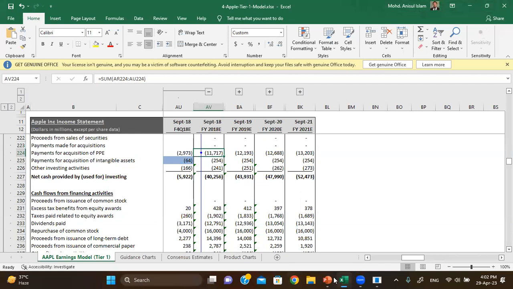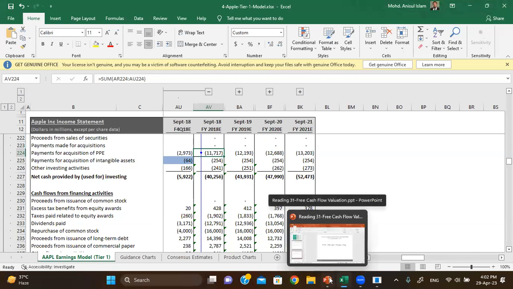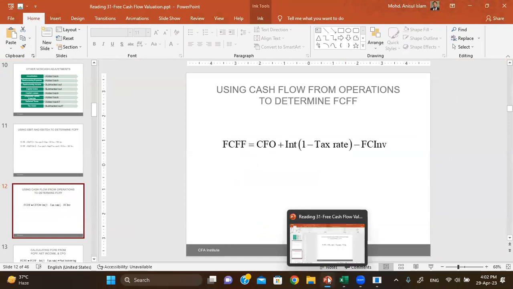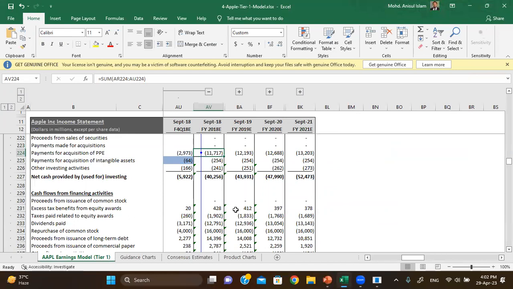You attempted for estimating the payment for acquisition of property, plant, and equipment. Then what do you expect for next? What is remaining? The interest. After tax interest expenses. So how can we calculate the after tax interest expenses?